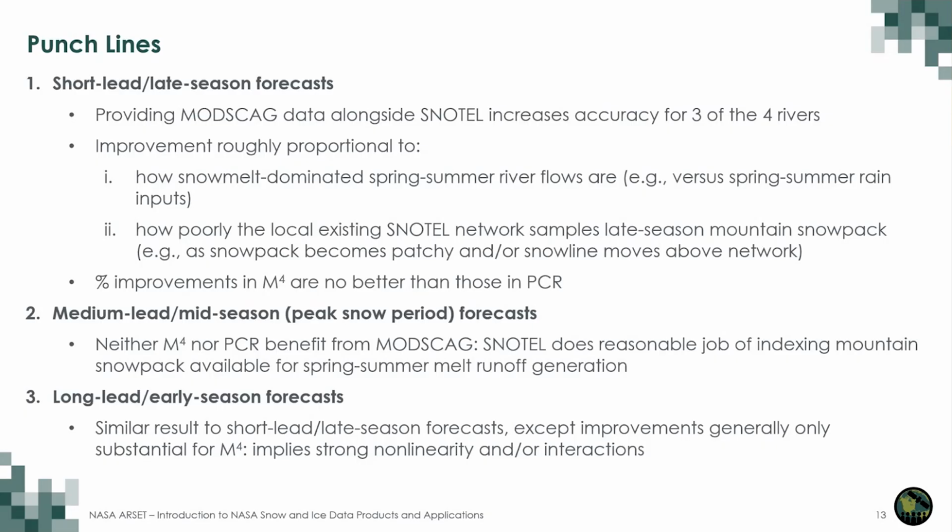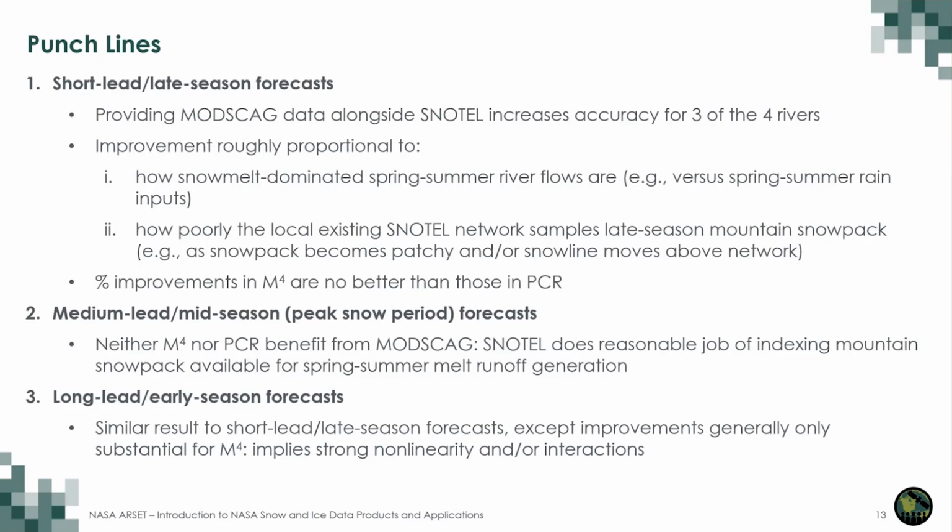What was also really interesting, though, is for those very long lead early season forecasts, and this is important because the longer the lead you get, the better. It's really important for things like drought planning in particular. Again, it's like the short lead late season forecasts. Both models, both the linear statistical water supply forecast model and the AI-driven hydrologic model, benefited from the use of that MODSCAG satellite data. There is one significant difference, and that's not surprising: early season, potentially patchy snowpack, potentially high snow line that the in situ monitoring network's not going to get.